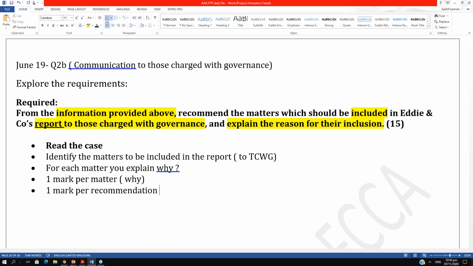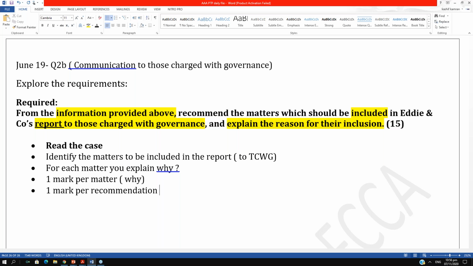Is that clear to everyone? So for every matter, I will get 1 mark, whether that is the explanation of the issue or the recommendation. Is everyone clear? So if I explain a matter, I'll get 1 mark. If I provide a recommendation, I'll get 1 mark. Right? Is that clear, everyone?